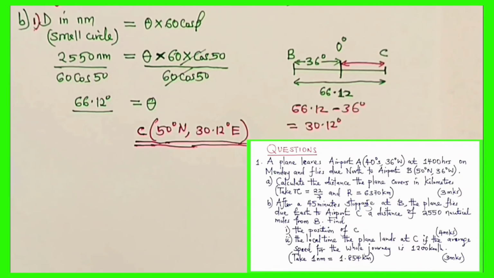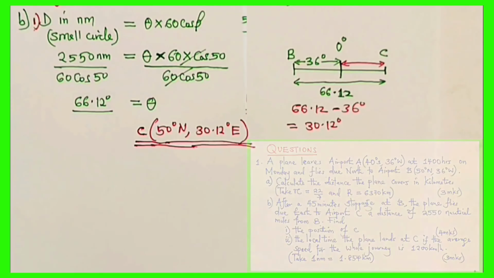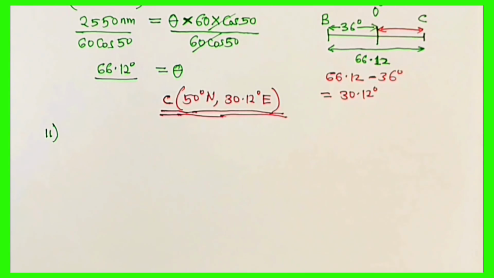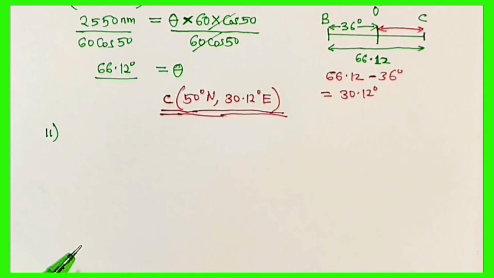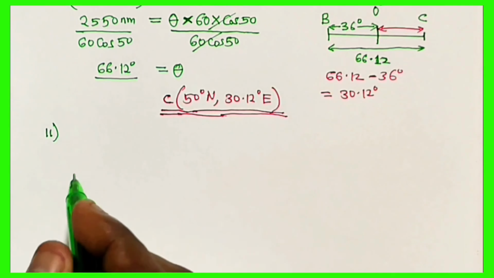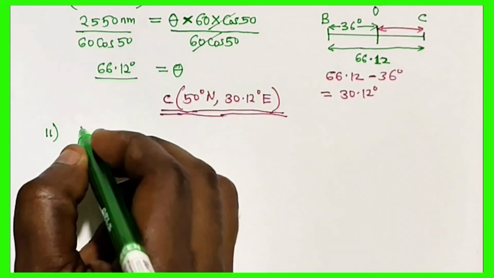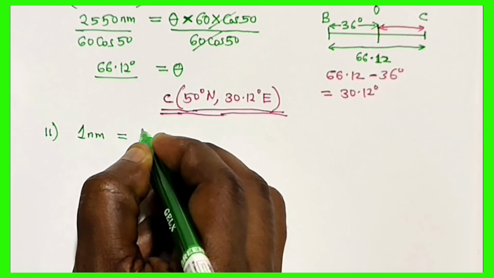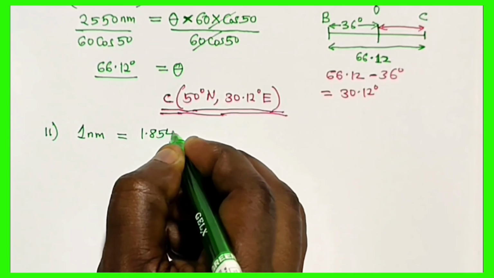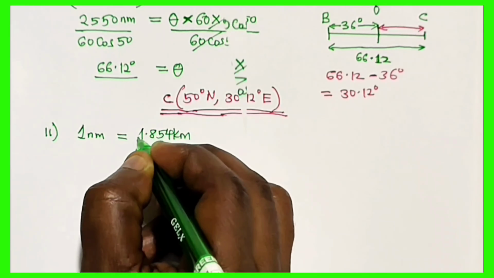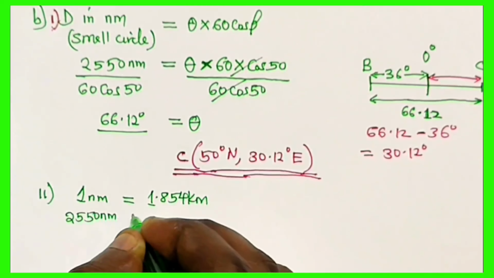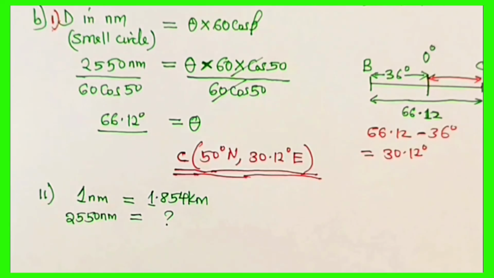So first, we need to find the distance in kilometers from airport B to airport C. So we are going to consider this relationship that 1 nautical mile will be equal to 1.854 kilometers. So what about 2,550 nautical miles will be equal to how many kilometers?